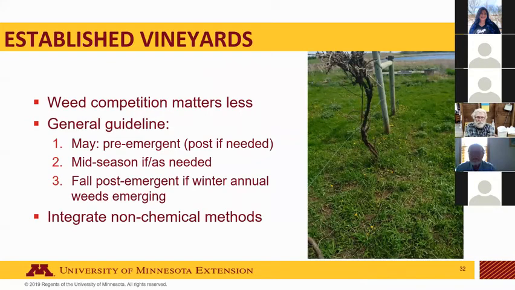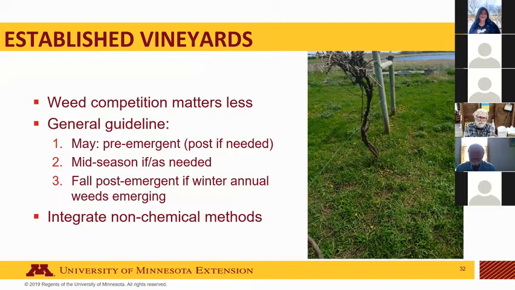In established vineyards, just keep in mind that weed competition matters less than in a new vineyard. So maybe give yourself some leeway. General guidelines, like I have been alluding to before, but if you're a beginner, this might be helpful. Just think about trying to do one application around May, and definitely include a pre-emergent in that, and then consider adding a post if needed. And then you can consider another application mid-season, as needed, if weeds start coming up again.